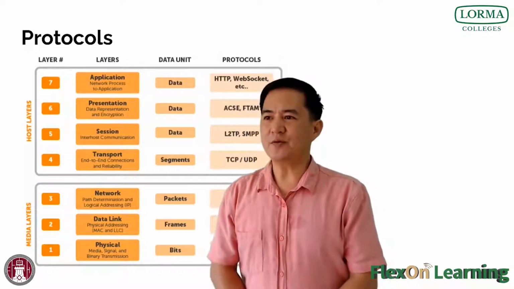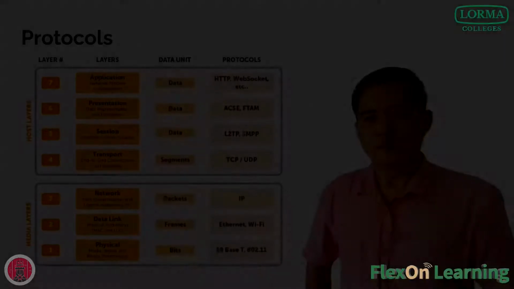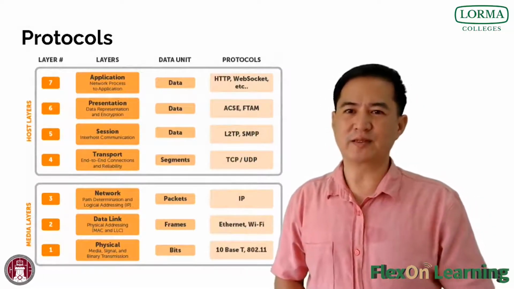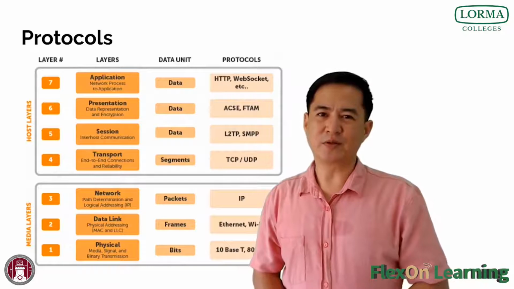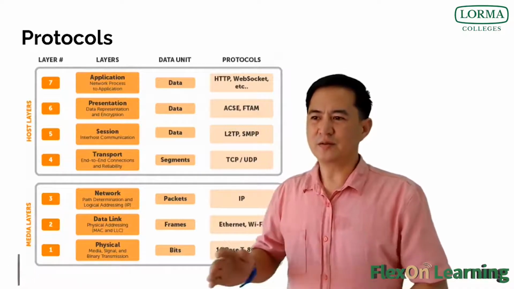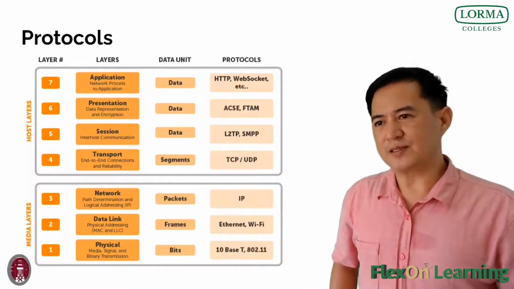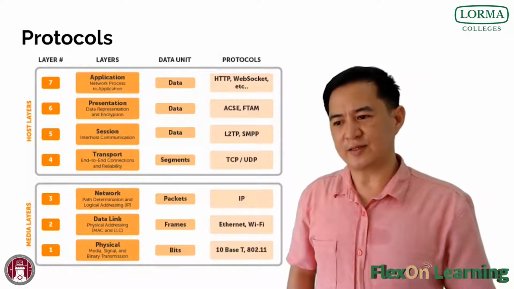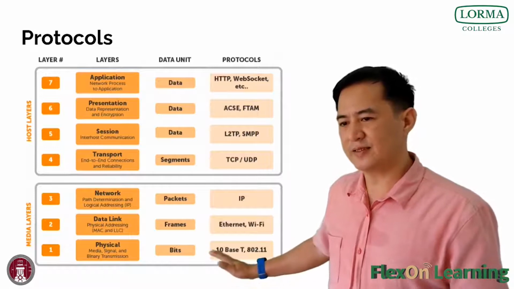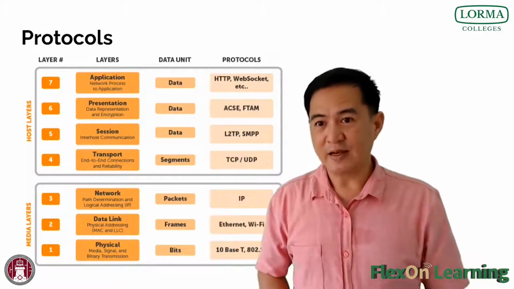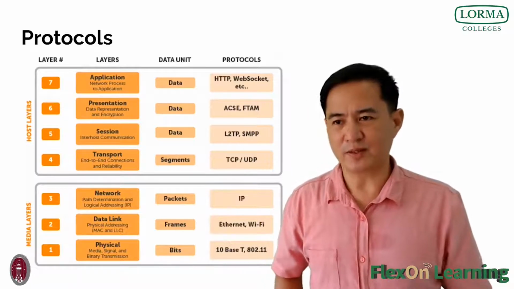And then finally, we have the protocols. Protocols, again, is a set of rules that governs data communication. So these are just rules. Looking at this graph, you could see that there are 7 layers here, from physical, data link, network, transport, session, presentation, and application. I'm sorry.